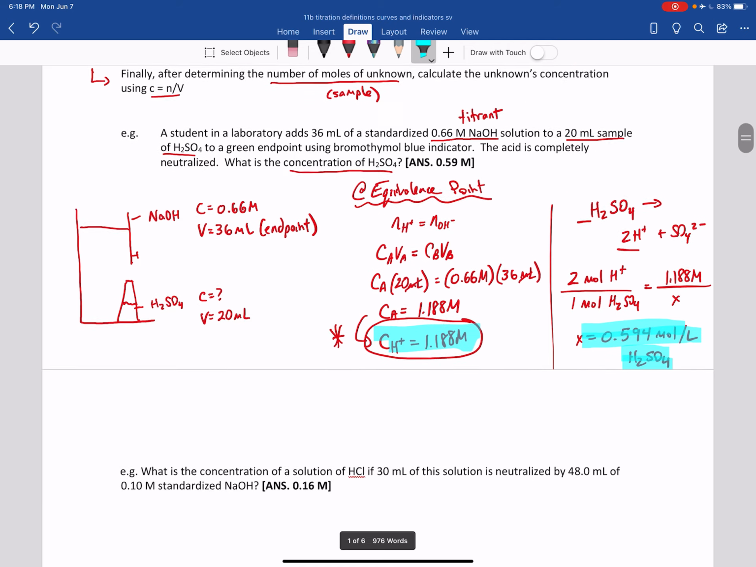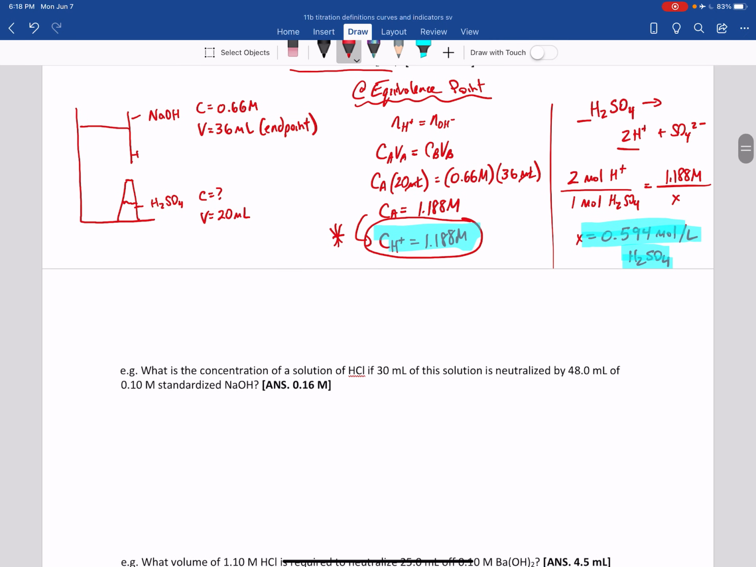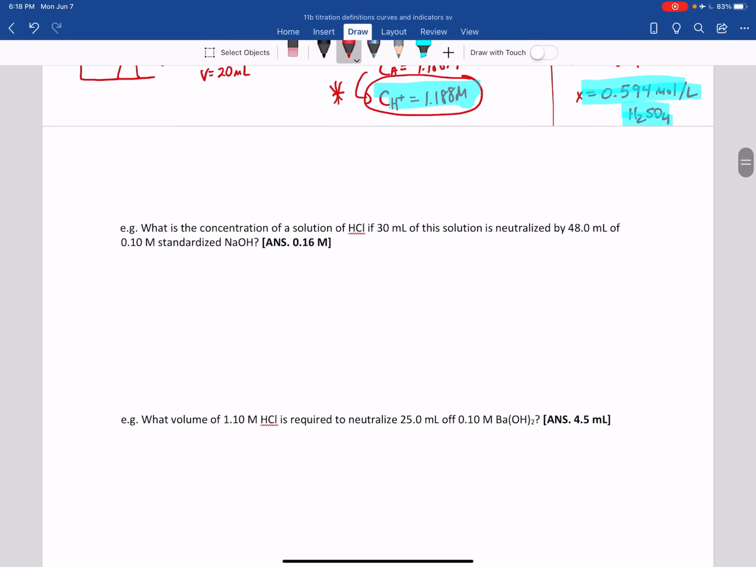Now, I'll do another example with this here, and I'll do it a different way using stoichiometry so that we don't have to convert from acid to base. So what's the concentration of a solution of HCl? Because we don't know the concentration, that's our sample, neutralized by 48 milliliters of NaOH. So let's write a reaction for this. NaOH plus HCl, it's neutralization, so we form water and a salt. In this case, if OH and H combine to form water, NaCl will be the salt.